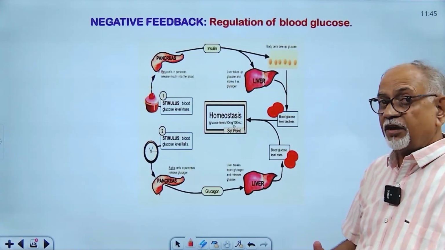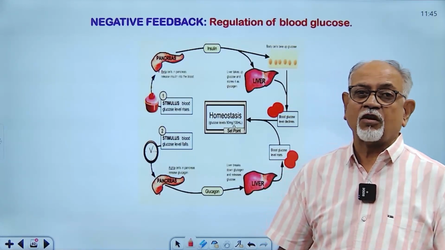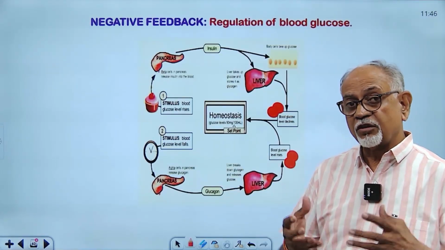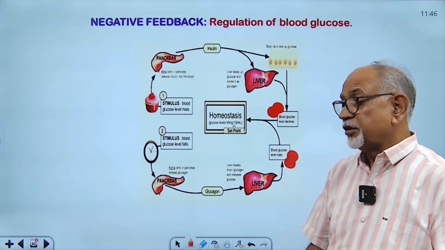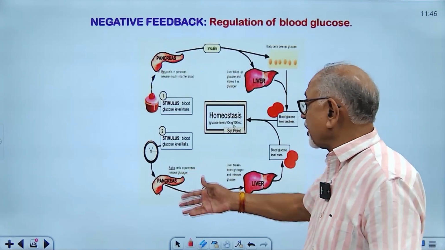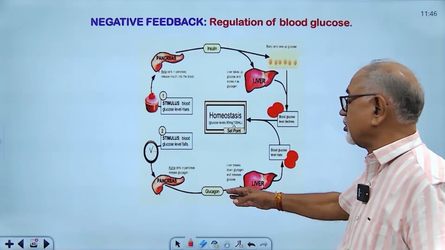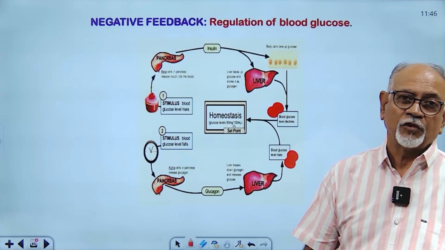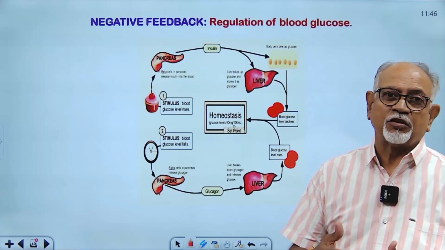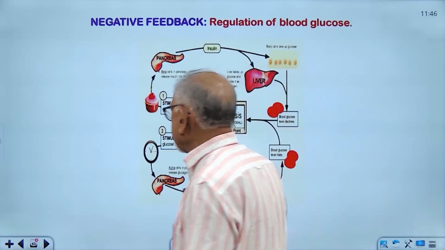Conversely, when the blood glucose level falls, say in case of fasting or a few hours after having food, the blood with less glucose is supplied to the pancreas, and the alpha cells of the pancreas secrete another hormone called glucagon. The glucagon in the liver converts glycogen into glucose, thus the glucose level is maintained in the blood.